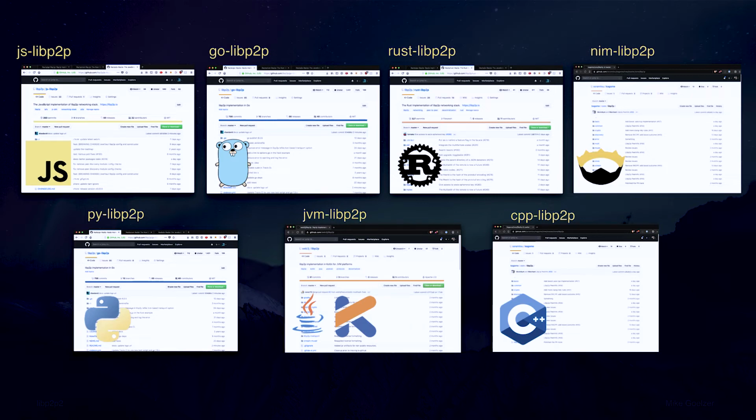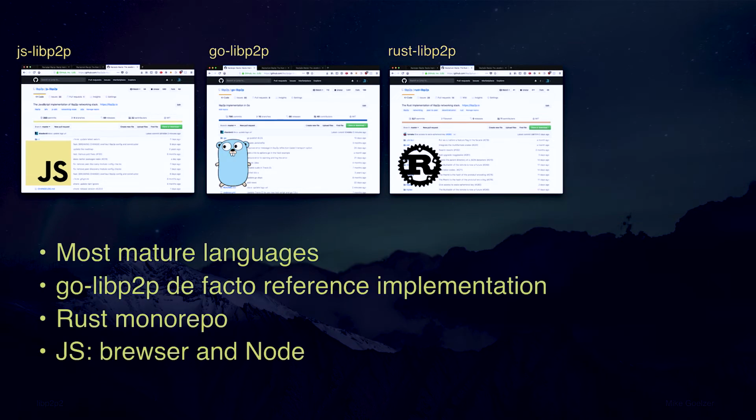Rust is one of my favorites. It's very mature. It's being used in Polkadot. It's being used in Substrate. And Polkadot, these are production systems it's being used in. It's a mono repo, which I'm a big mono repo fan. It makes it very easy to get started. So I would recommend that one if you are looking for a way to get started.